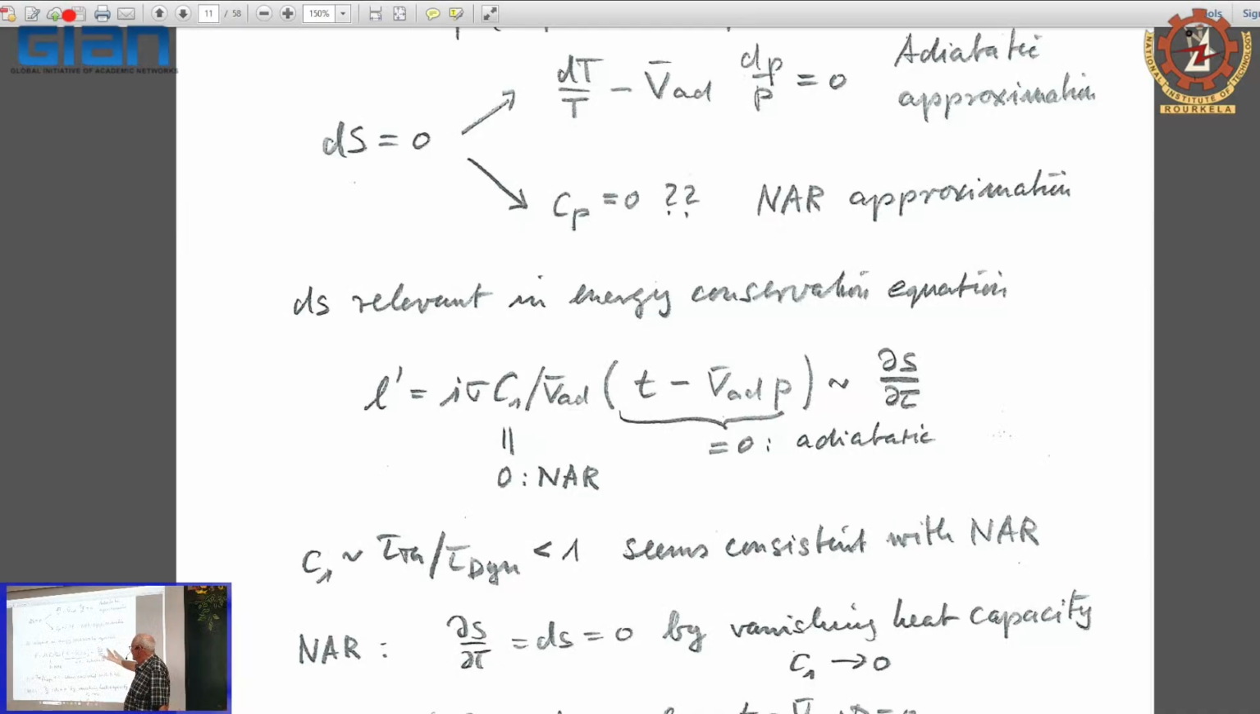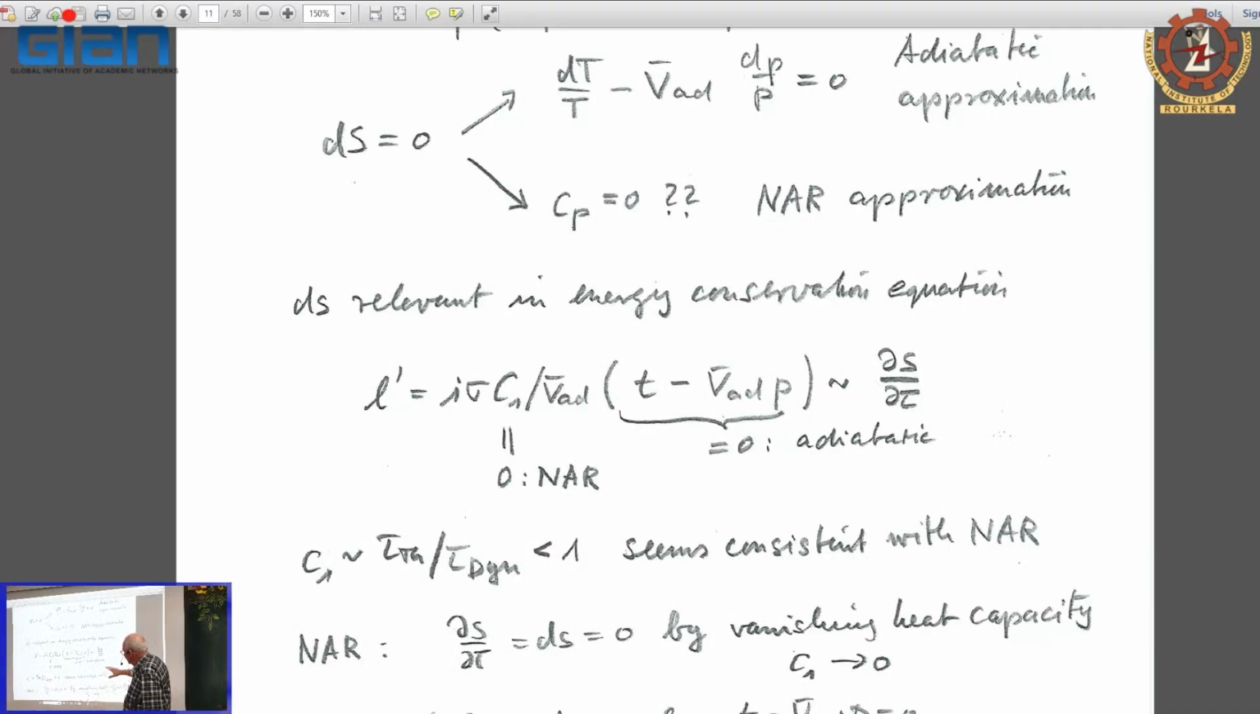adiabatic relation. The change of the entropy with time is 0 both in the adiabatic approximation and in the NAR approximation. Another quantity is also 0 here. Once the right-hand side is 0, the left-hand side is also 0. Well, it's clear in the adiabatic approximation we have no luminosity variation, but also in the NAR approximation, the luminosity variations, the perturbations of luminosity must vanish.